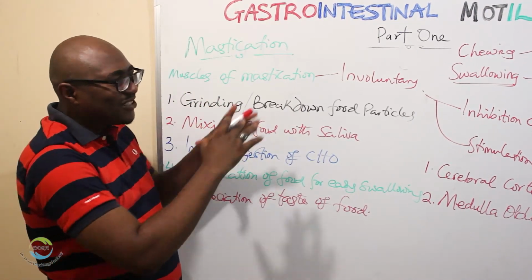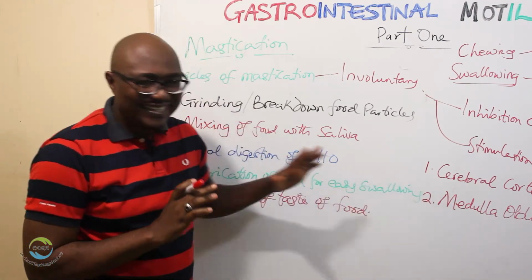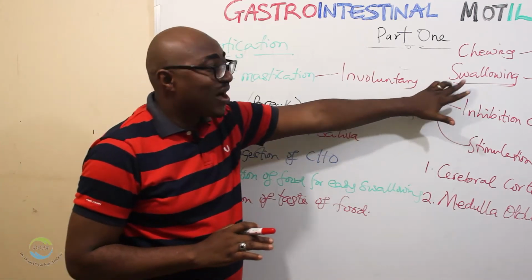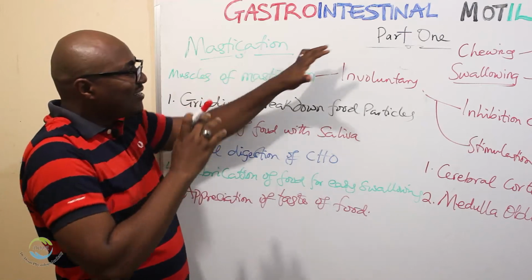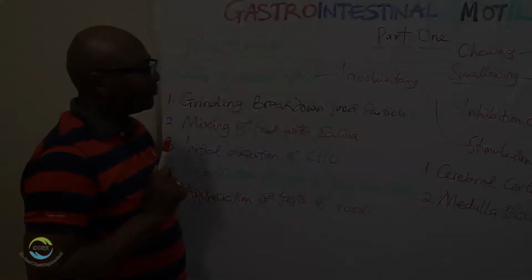So you have a chewing center in the brain. You also have a chewing center in the medulla. So next, we're going to be dealing with swallowing. All right, which will make us conclude the motility in the mouth after this break.